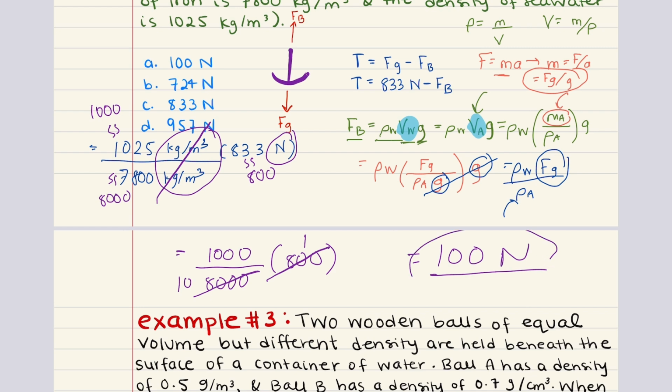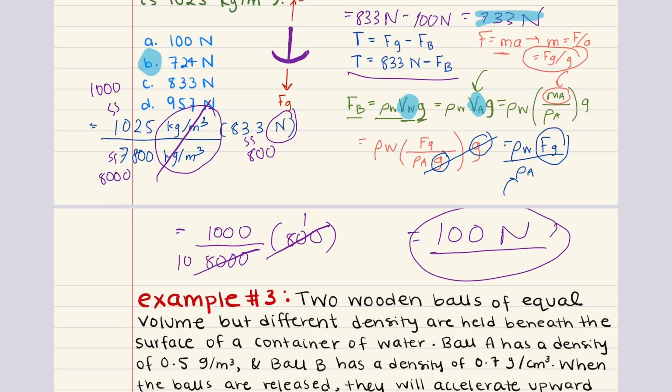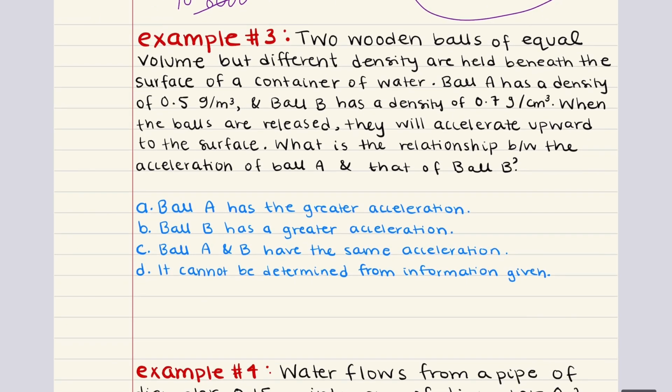We need to take this and plug it back into our equation that is going to calculate the tension in the chain. The tension in the chain is going to be our gravitational force, 833 newtons, minus our buoyant force, which we just calculated to be 100 newtons. And this gives us an answer of 733 newtons. The answer that's closest to this is going to be answer choice B. So the correct answer to problem 2 is going to be B. Fantastic. Let's move on to problem 3.